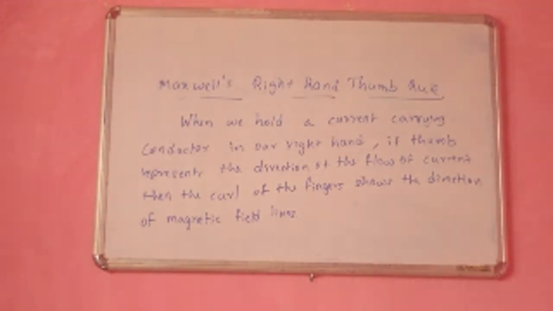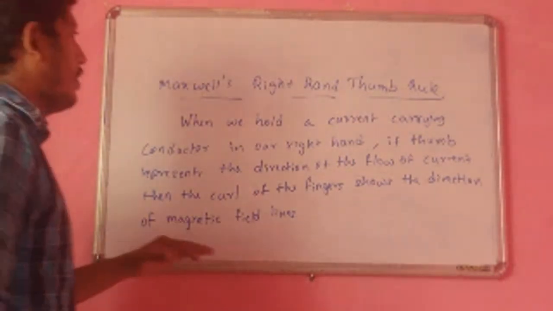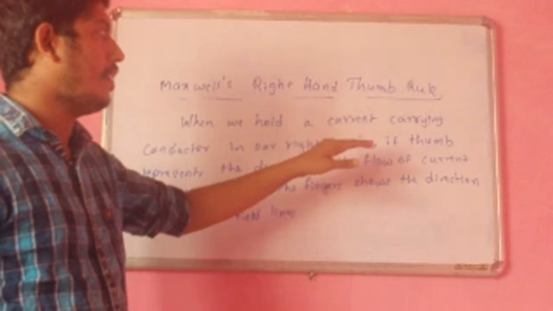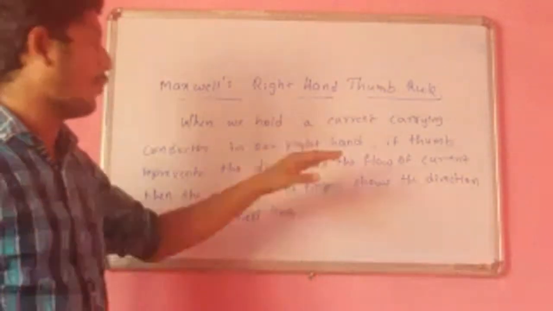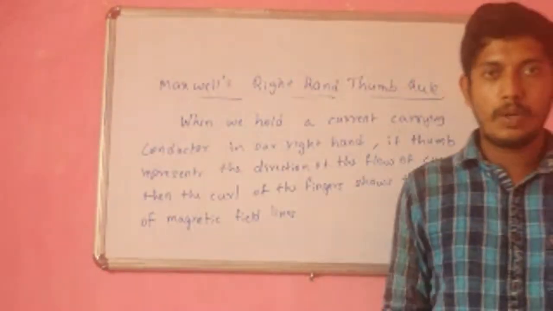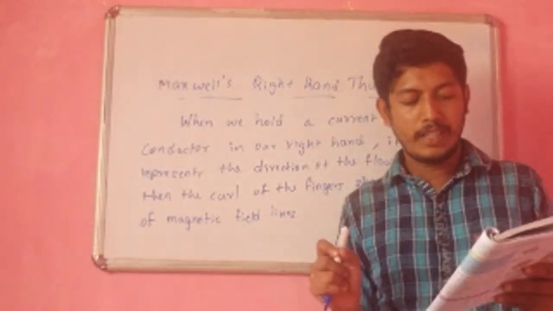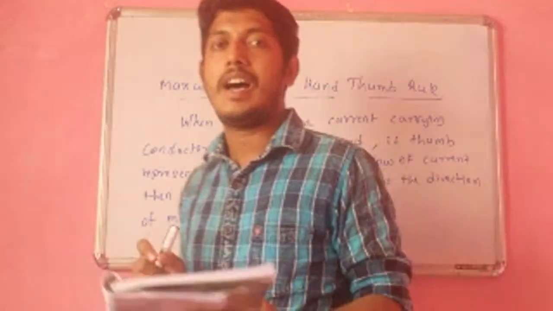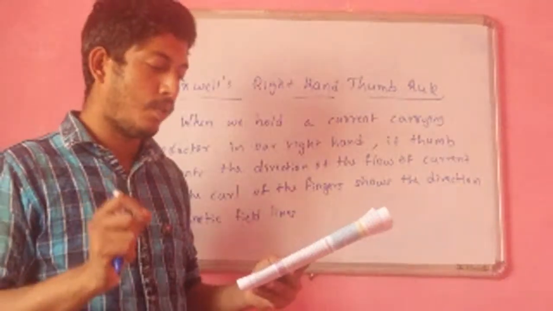Maxwell's right hand thumb rule. According to Maxwell's right hand thumb rule, when we hold a current carrying conductor in our right hand, if the thumb represents the direction of flow of current, then the curl of the fingers shows the direction of the magnetic field lines. Also, in the lower part of the page it is given that this rule is also called Maxwell's corkscrew rule.